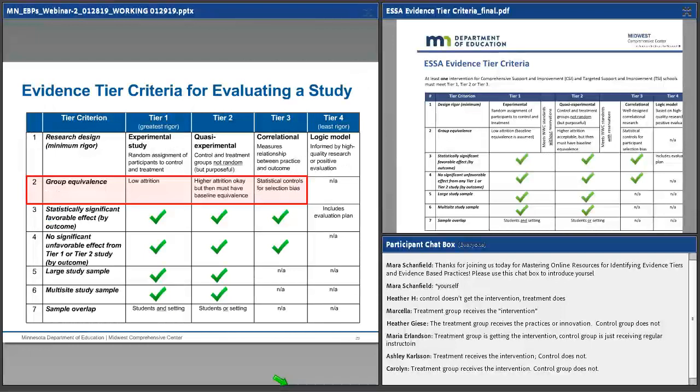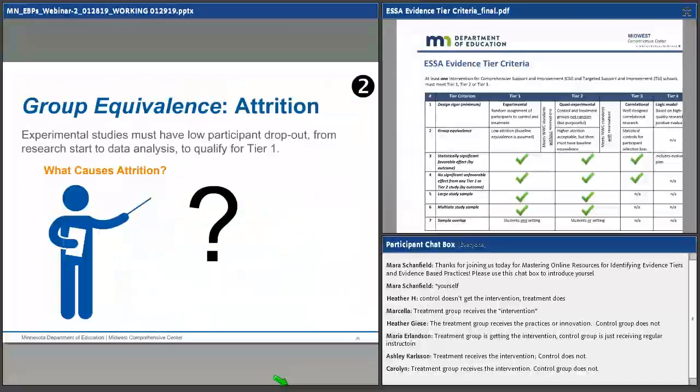All right, so moving on to criteria 2, and then I'll pause for questions really quickly. Criteria 2 is around something called group equivalence, and very briefly, it deals with another aspect of how participants are included in studies, all right? We see here that for tier 1 studies, there has to be low attrition of participants. For tier 2 studies, you can have high attrition, but then there has to be what we call baseline equivalence. And then finally, for tier 3, there merely needs to be statistical controls for bias. So let's talk about what all that means.